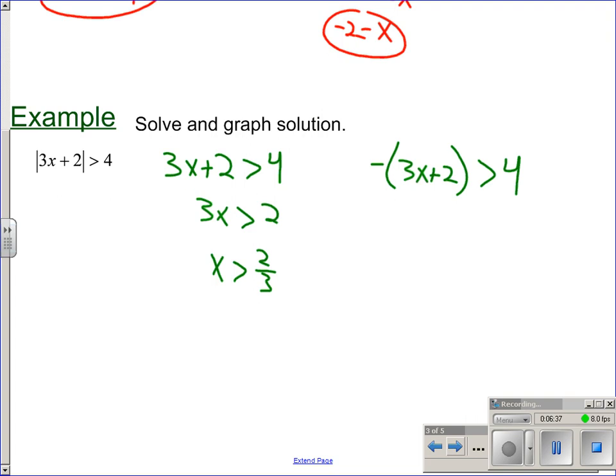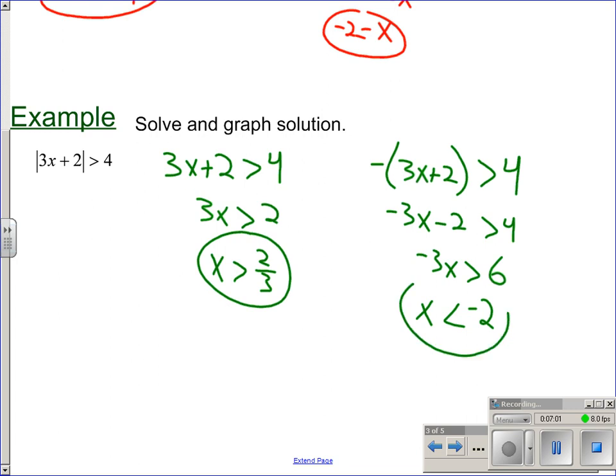Here, you could divide both sides by negative first. It really doesn't matter. And so, I'll just go the normal way. Negative 3x minus 2 greater than 4. Going to add the 2, divide by a negative 3, so that changes the direction of the inequality, gives us this. Okay, there's our solution.